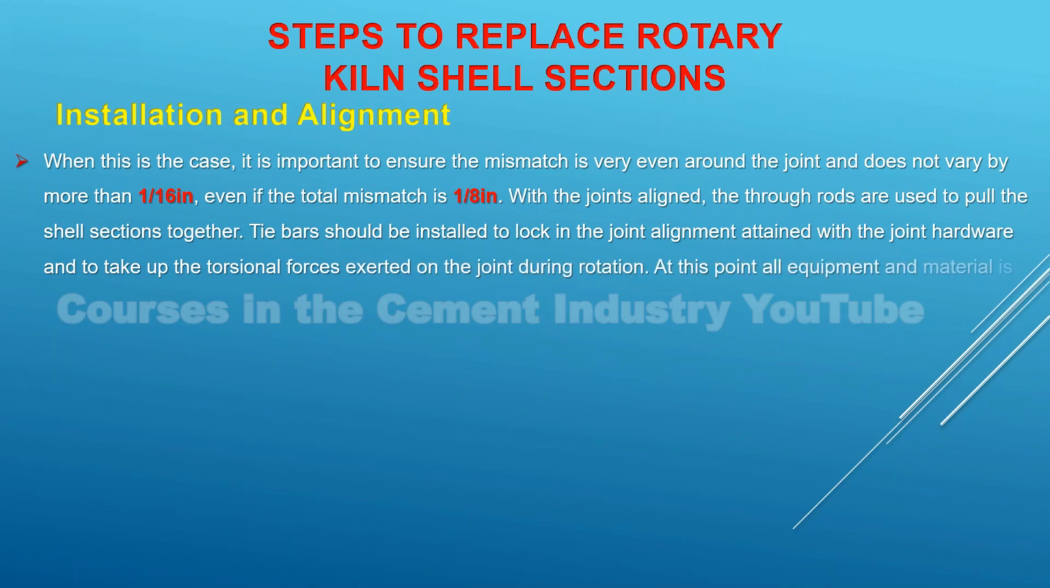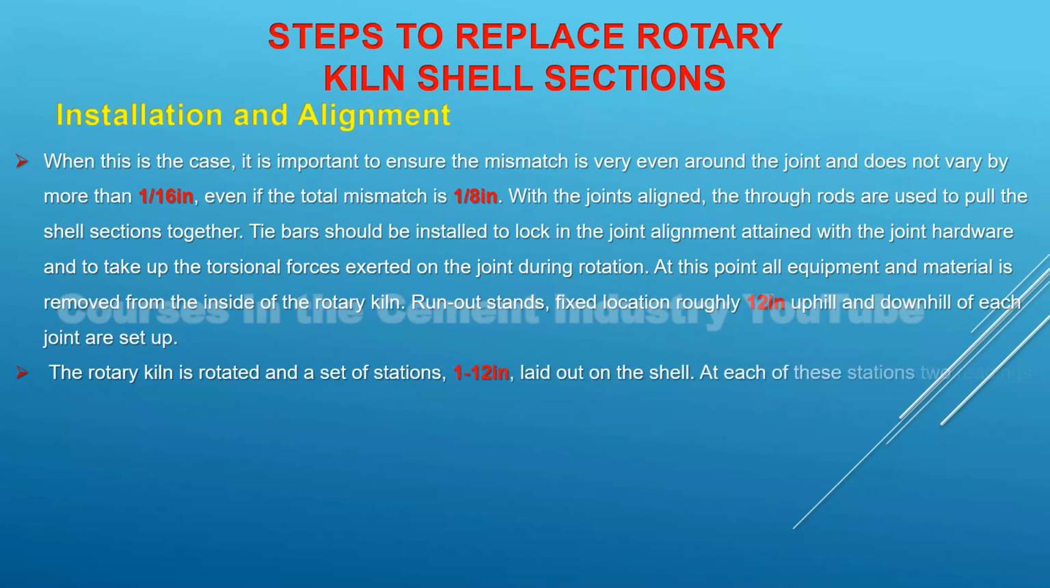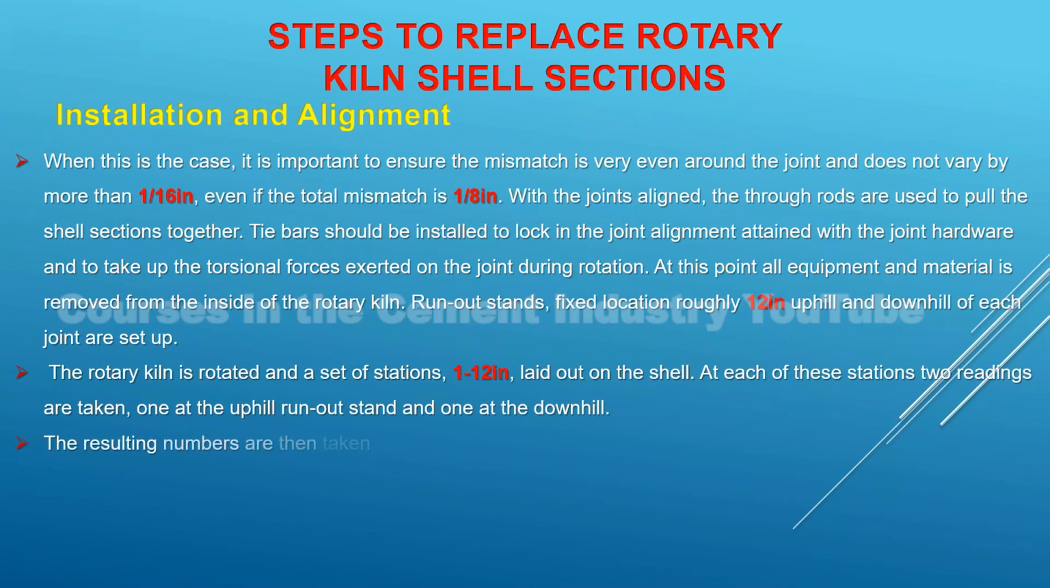At this point, all equipment and material is removed from the inside of the rotary kiln. Run-out stands, fixed location roughly 12 inch, uphill and downhill of each joint are set up. The rotary kiln is rotated and a set of stations, 1/12 inch, laid out on the shell. At each of these stations 2 readings are taken, one at the uphill run-out stand, and one at the downhill. The resulting numbers are then taken and laid out on a polar graph.